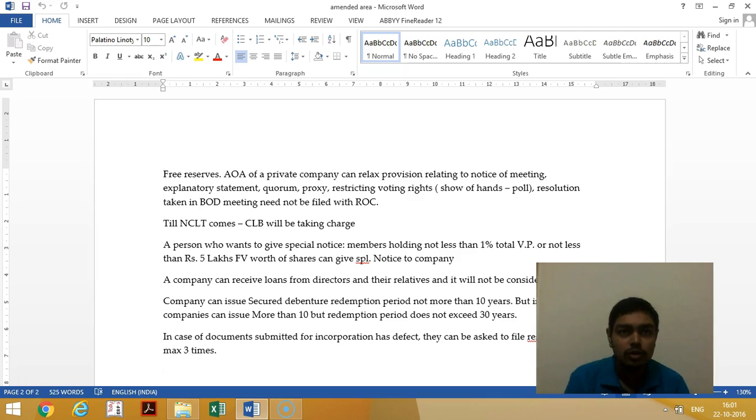Then quorum also, they have to maintain the minimum of two, but the maximum can be extended by the articles of association. Proxy and restrictions of voting rights, in show of hands, polls, etc., can be decided by the articles of association itself.